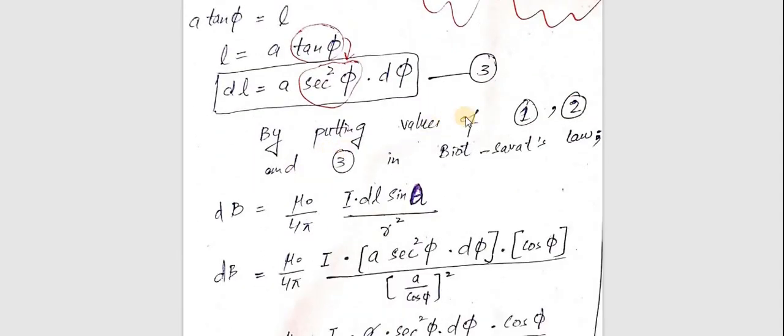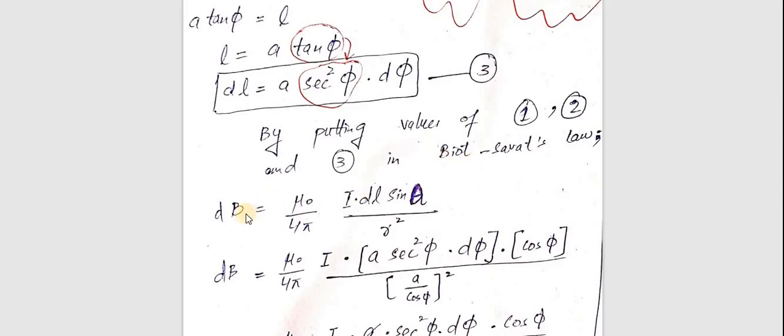Now we know that if we take the derivative of this equation, we will get dL is equal to A secant squared phi d phi. So this is equation number 3. You see here, if we take the derivative of tangent theta, then we will have secant squared theta as a result. So by putting these values of equations 1, 2 and 3 in the Biot-Savart law, we will get the magnetic field at a point P due to this current element.